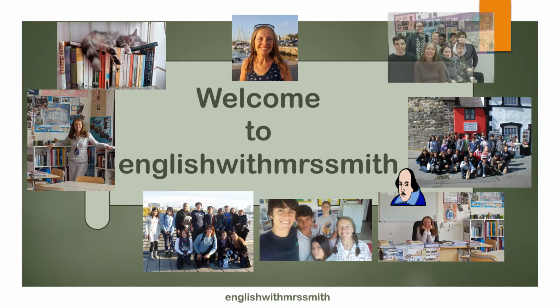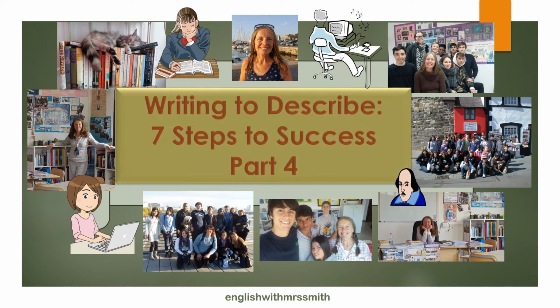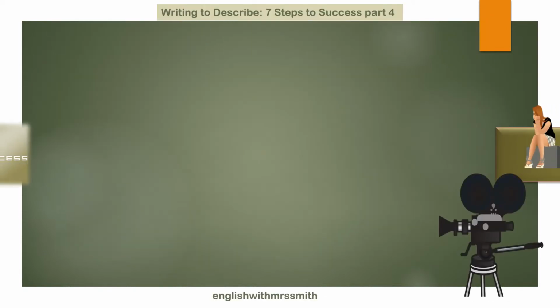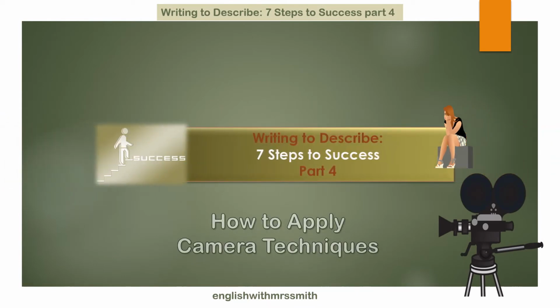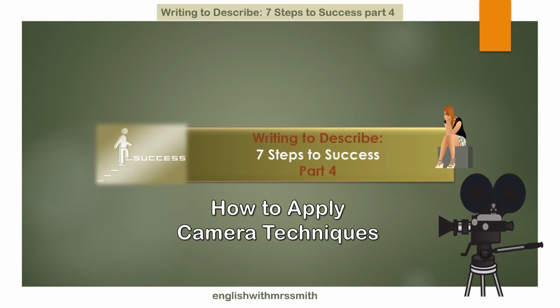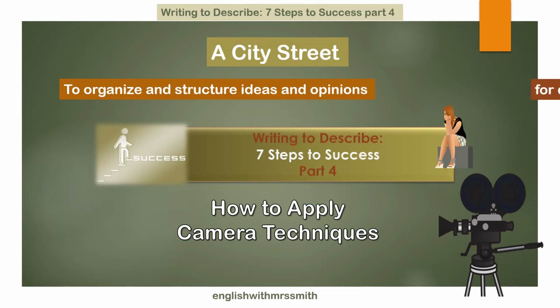In this series, we're looking at writing skills, especially writing to describe, with 7 steps to success. In this video, we're going to answer the question, why would I want to know how to apply camera techniques in descriptive writing? We're going to use a prompt that's appeared several times in past papers to describe a city street, and throughout we're looking at ways to organise and structure ideas for deliberate effect.